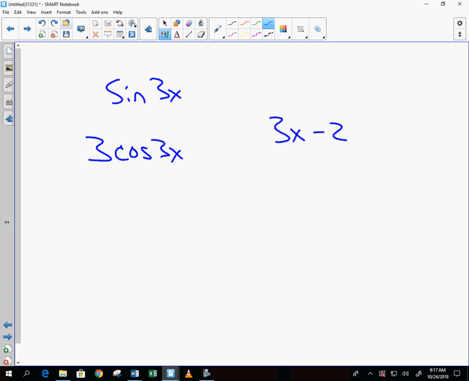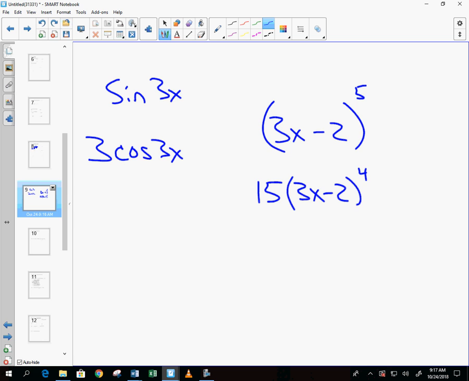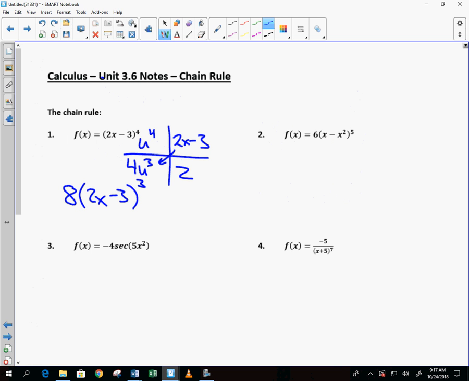3x minus 2 raised to the 5th power. Derivative of the inside, 3. Derivative of the outside, so I'll create a 15, right? Times the inside left alone. Derivative of the inside times derivative of the outside with the inside left alone. So you can kind of watch as we're doing that.